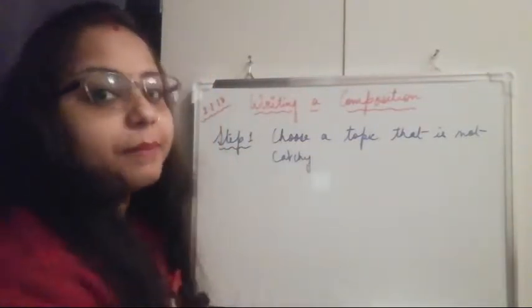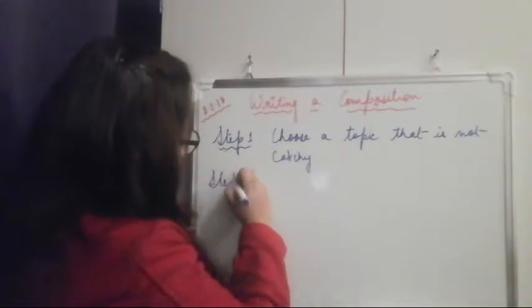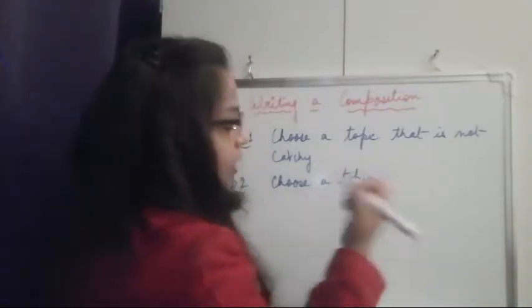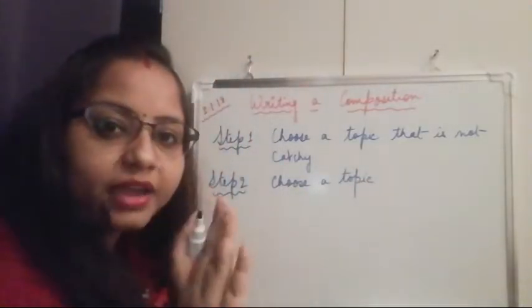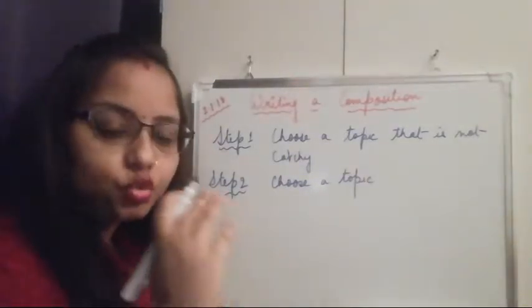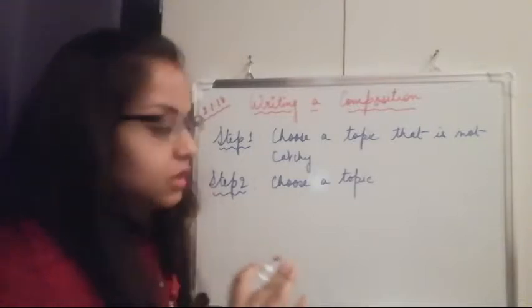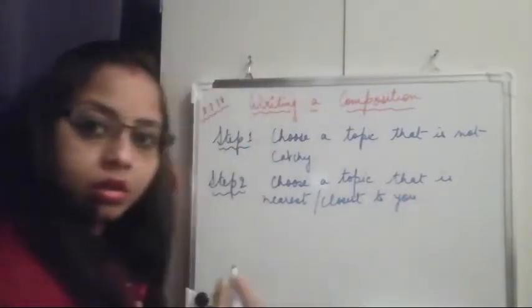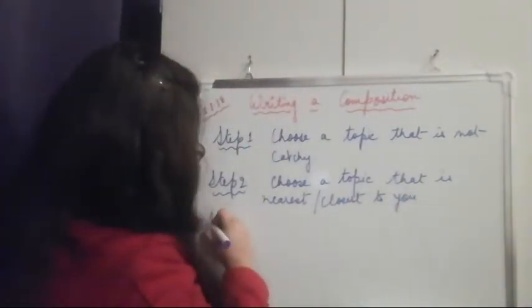So the next tip that I would share with you is: choose a topic. Basically 5 to 7 topics are given in your exam papers. So among them, choosing one is not a difficult task. So choose a topic that is nearest to you or closest to you. Okay? Step 3.